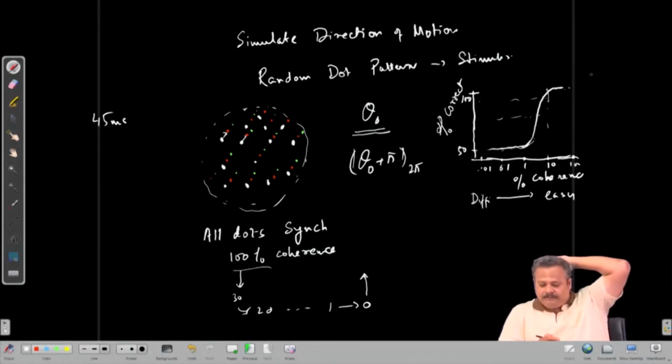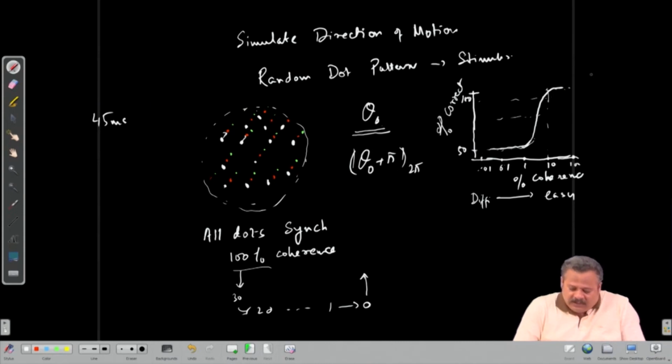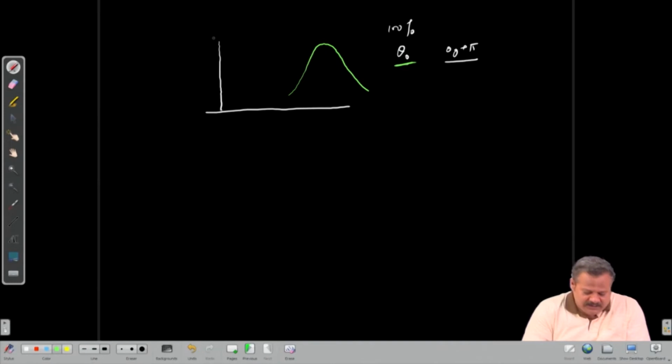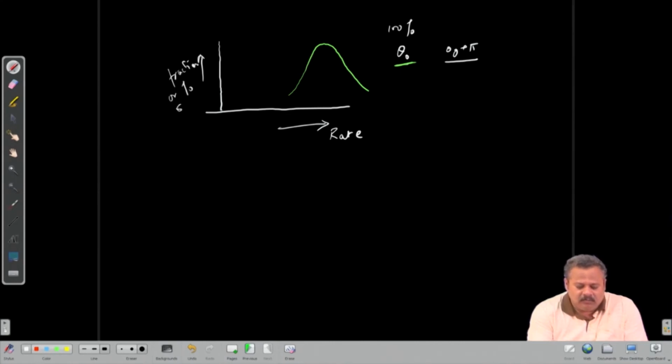So, now in order to actually perform the analysis, if we consider the responses at different coherences, what is observed is that for a 100% coherence stimulus, the rates in the direction of theta naught and the opposite direction, theta naught plus pi, these are the two stimuli. The distribution of rates in the theta naught case is quite high, in the sense that this is rate and this is fraction or percentage of trials.